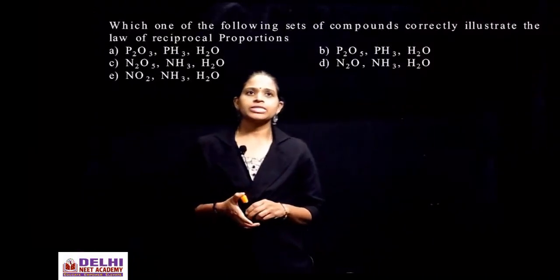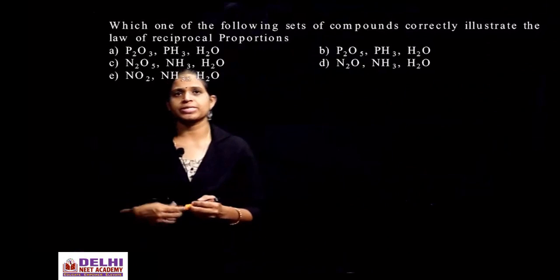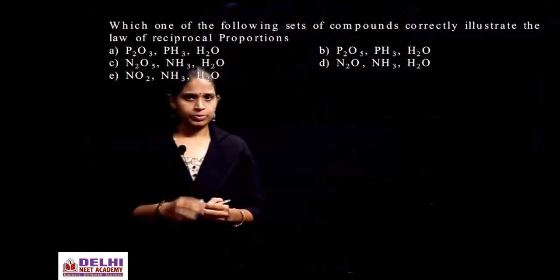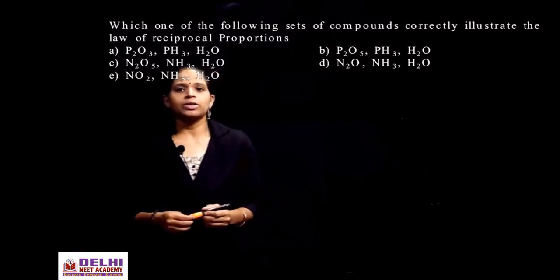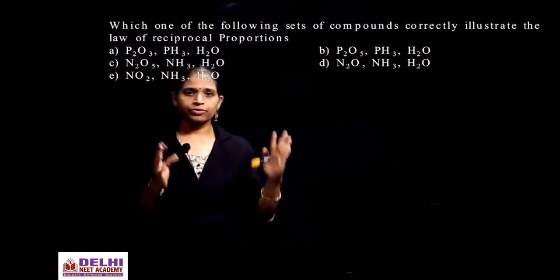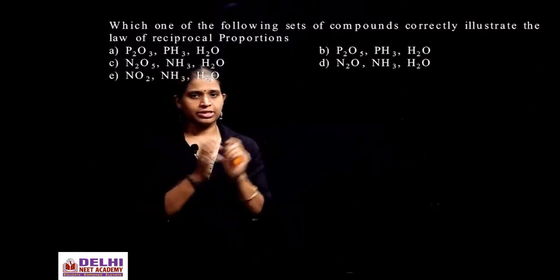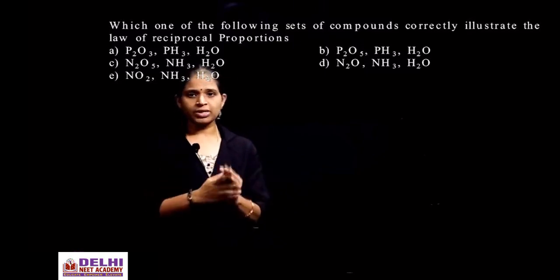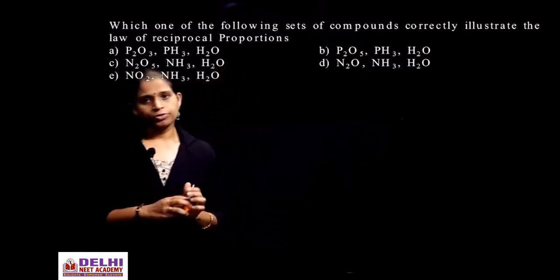Which one of the following sets of compounds correctly illustrate the law of reciprocal proportions? Law of reciprocal proportions, which we have dealt with as the first law under the laws of chemical combination. So there, obviously, we will have three elements combined to form compounds. Two elements combined with a fixed mass of a third element will bear a simple integral ratio, and the two elements also bear a simple integral ratio with respect to each other in the compound formed.